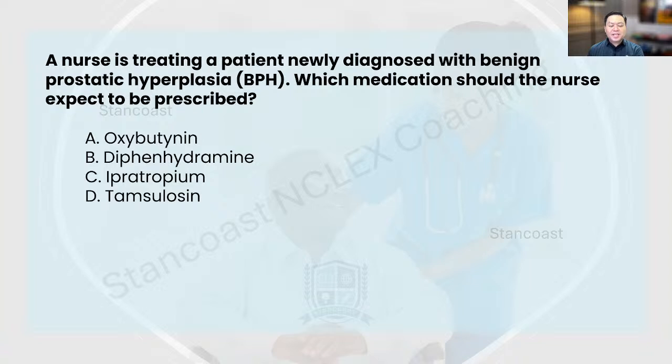A nurse is treating a patient newly diagnosed with benign prostatic hyperplasia. Which medication should you expect to be prescribed? So, new diagnosis of BPH. It's asking for the medication that could be potentially prescribed for this patient as a first line. Okay, is it A, oxybutynin, or B, diphenhydramine, or C, ipratropium, or D, tamsulosin? Take your pick.